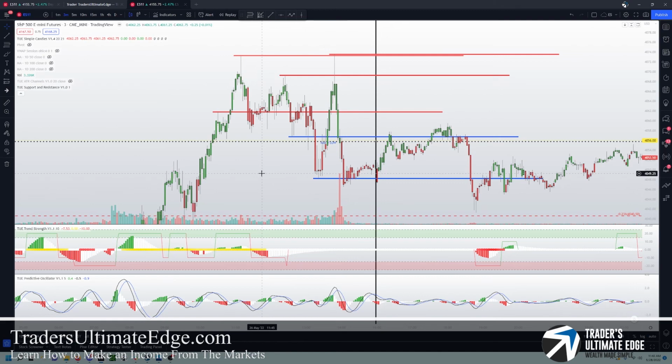So that's the new support and resistance indicator. It is not meant to be used to trade by itself. It is meant to be used in conjunction with other indicators or other trading strategies, but it is just another tool in your toolbox.